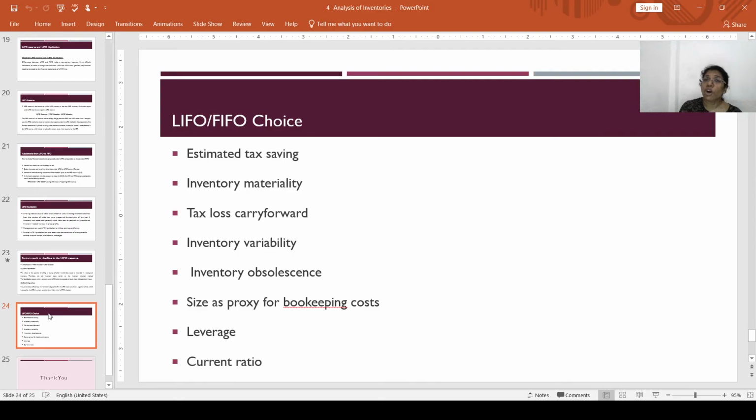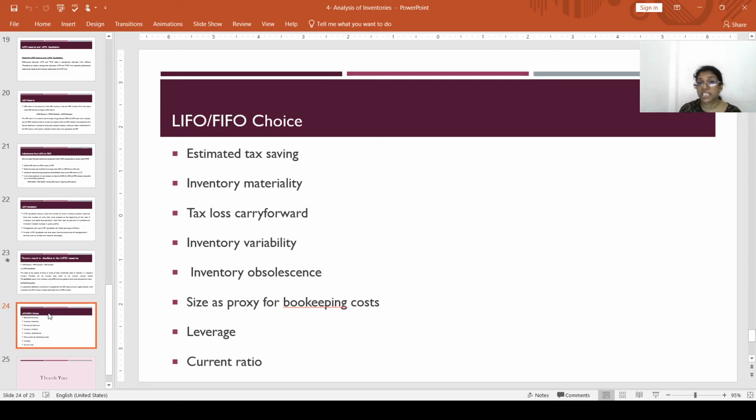Then which are we going to use, LIFO or FIFO? There's a choice. So this choice is made by considering the following factors. How much tax can be saved? We know that in the LIFO method, the profit is lower, so we have to pay less tax. Then the inventory materiality. In the LIFO method, the inventory is less significant than in the FIFO method. So what are we going to select? It's questionable. Then the tax loss carry forward.